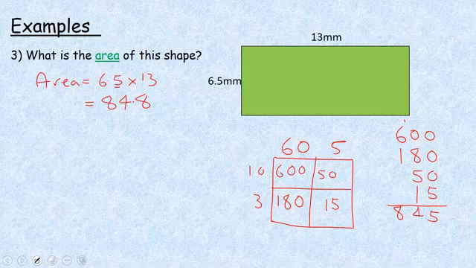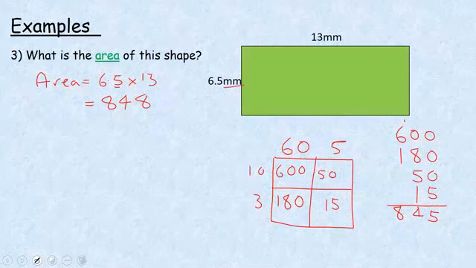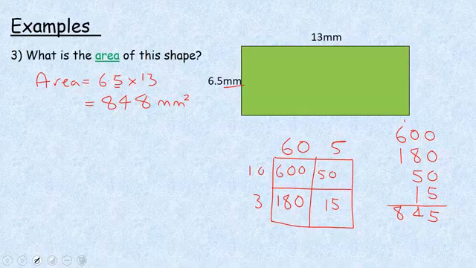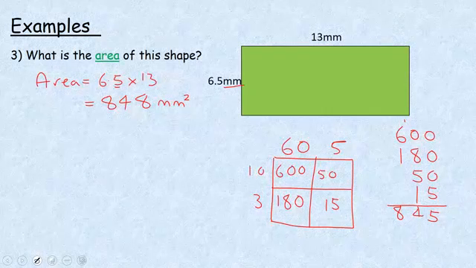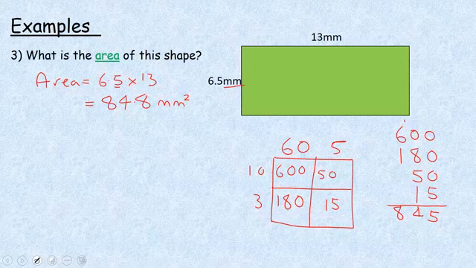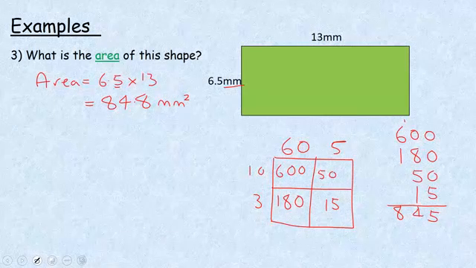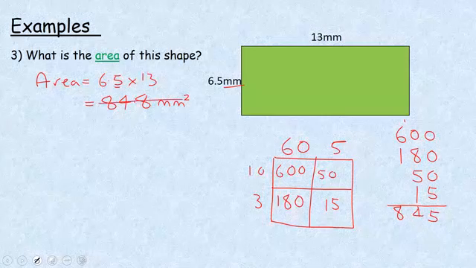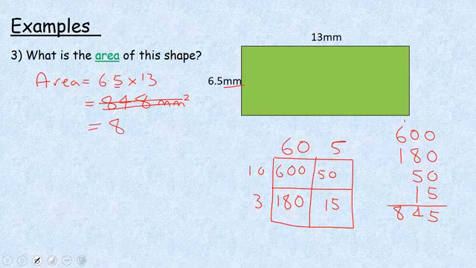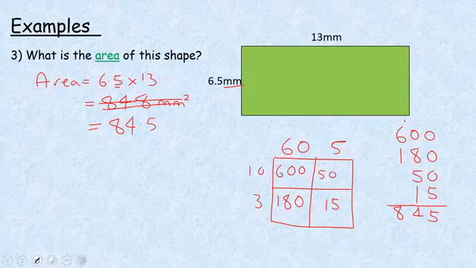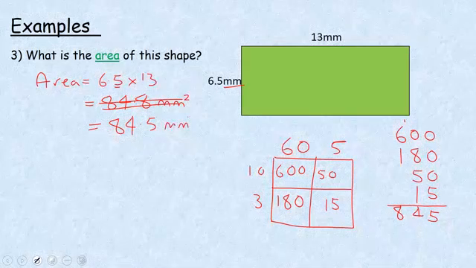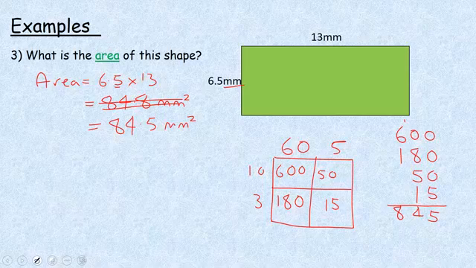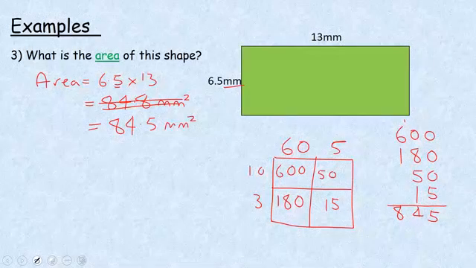And thinking about our units now, we can see we've got millimeters in the question. So our answer is 84.8 millimeters squared. No, it's not 84.8 at all, is it? It's 84.5 millimeters squared. That was my deliberate mistake, see if you were paying attention.